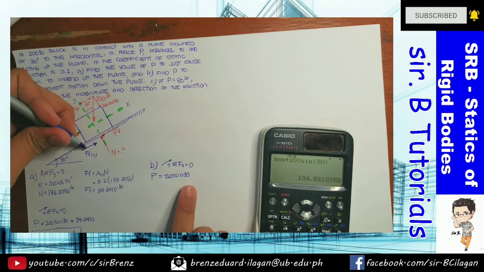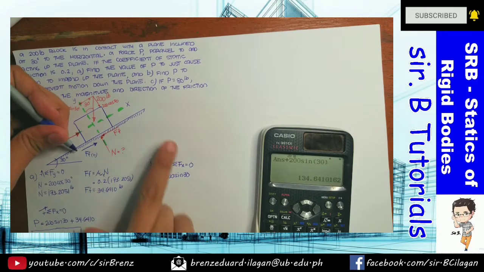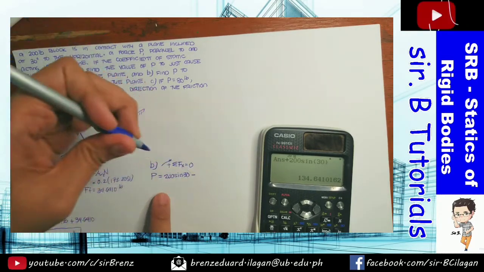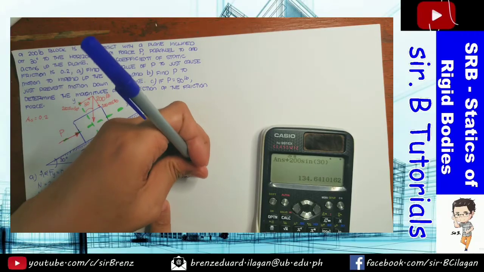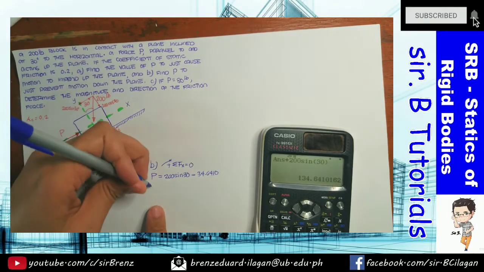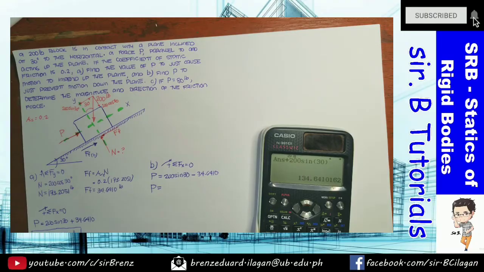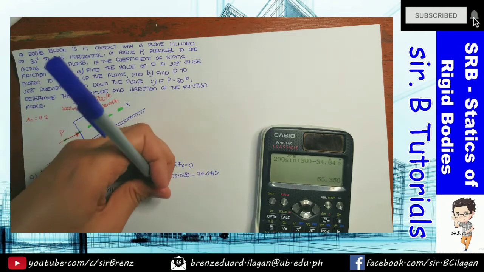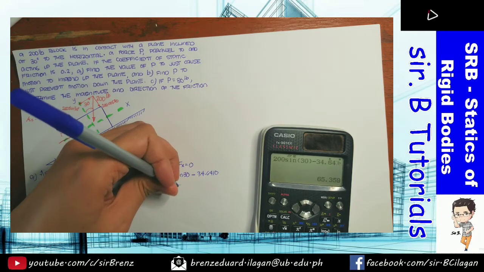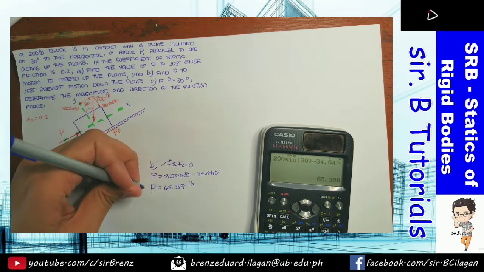So 200 sine 30, since it has the same direction as this, when I moved it to the other side, that will be minus 34.6410. So therefore, the value of P is 200 sine 30 minus 34.6410. Okay, so the answer is 65.359 pounds.